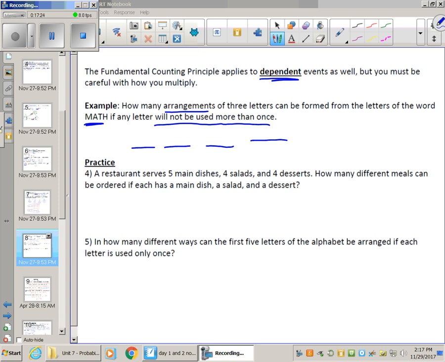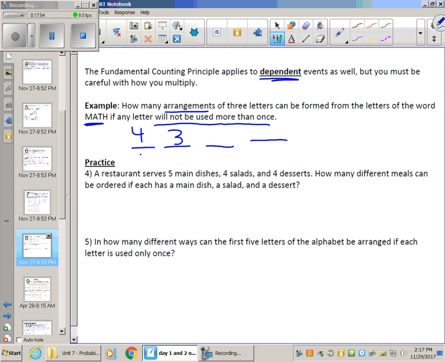How I always approach this with dependent events is I start left and I work my way right. In the far left spot here, I have 4 different options for a letter. I can either put an M here, an A here, a T here, or an H here. So I have 4 different outcomes. If I move on to the second letter, then I only have 3 options from there because I'm not going to be using a letter more than once. So in this next spot, I only have 3 options to choose from.